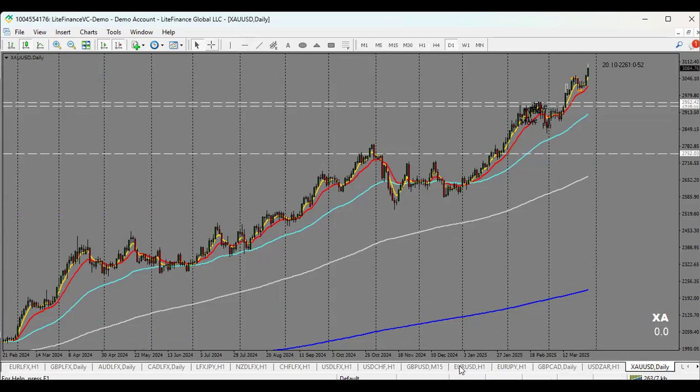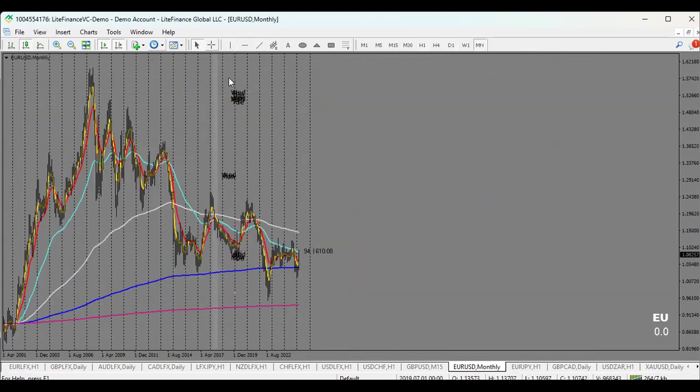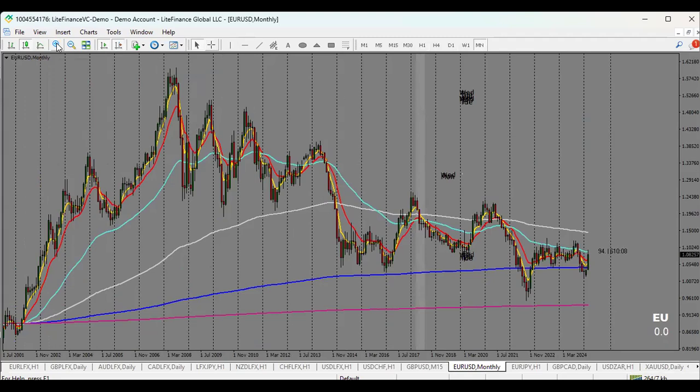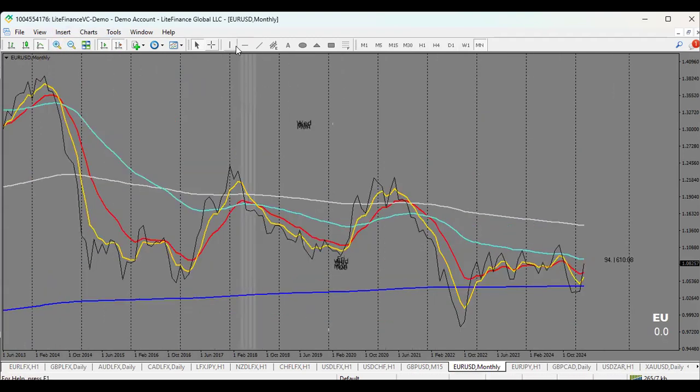So let's start with EURUSD. We start our analysis on the monthly time frame, where we look at the key support and resistance points that are close to the current market price. I'll be using the line chart so as to observe where price has exactly reversed direction. The current market price is here, and this is the closest area of support and resistance.